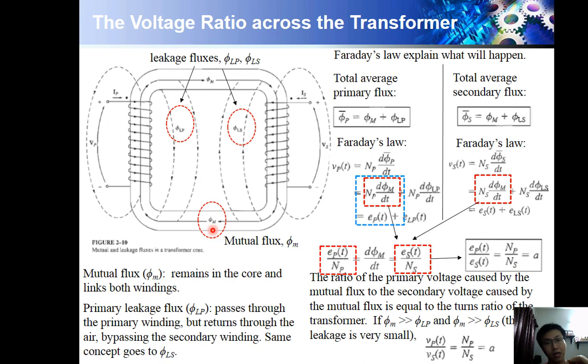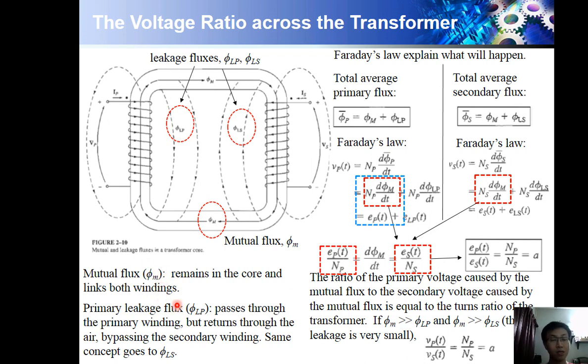So we have a flux phi M, which we call the mutual flux. We have a leakage flux, phi LP, the leakage flux of the primary side, and the leakage flux of the secondary side, phi LS. So the mutual flux remains in the core and links both windings together. This is called mutual flux. That's why we call it magnetic coupling, mutual.